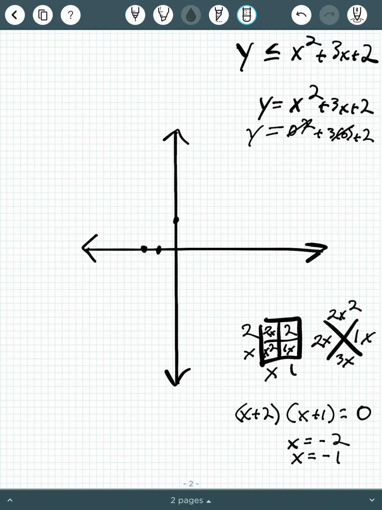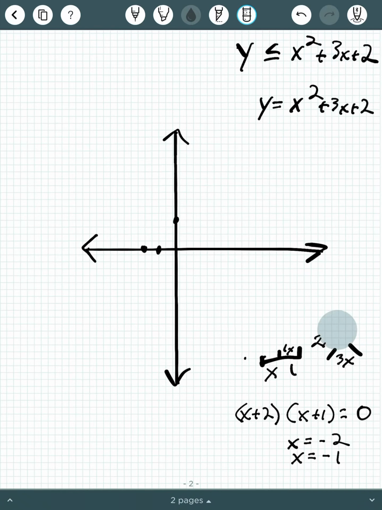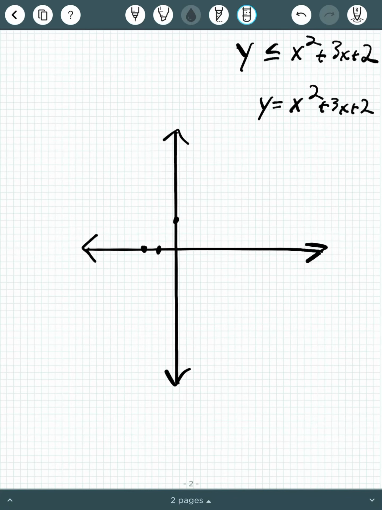To actually really figure it out though, remember we can average the x-intercepts, meaning if the x-intercepts are at -2 and -1, I know the vertex will be at -1.5, and that's a value I can plug in. So let's do that. Let's clear a little space. And then that means that we're solving for y when x is -1.5.